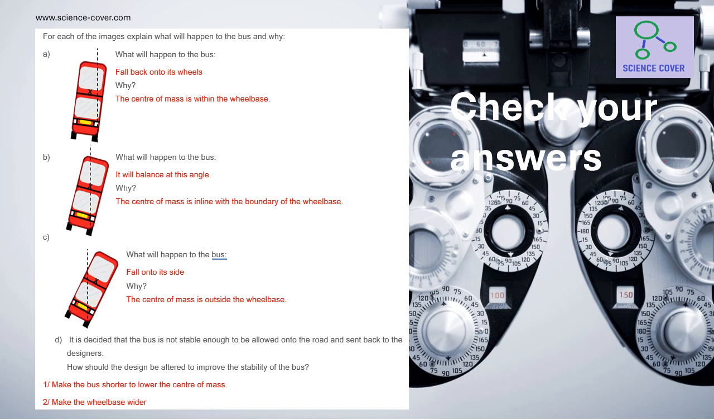It is decided that the bus is not stable enough to be allowed onto the road and sent back to the designers. How should the design be altered to improve the stability of the bus? First, we can make the bus shorter. This lowers the centre of mass. Secondly, we can make the wheelbase wider.